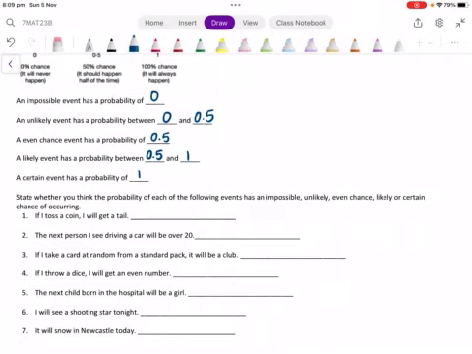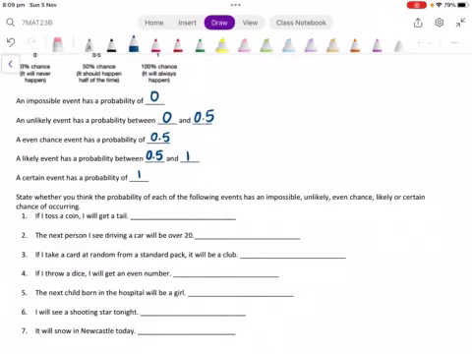If I throw a dice, I will get an even number. What do you think the probability of that will be? The next child born in the hospital will be a girl. What's the chance of that happening? I will see a shooting star tonight. What's the probability of that? And it will snow in Newcastle today. What is the probability of that? Alrighty, let's go through and see what your answers were.